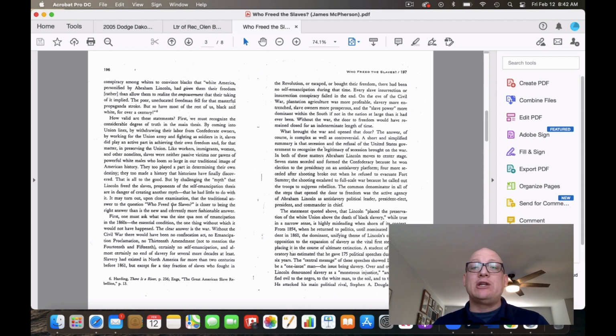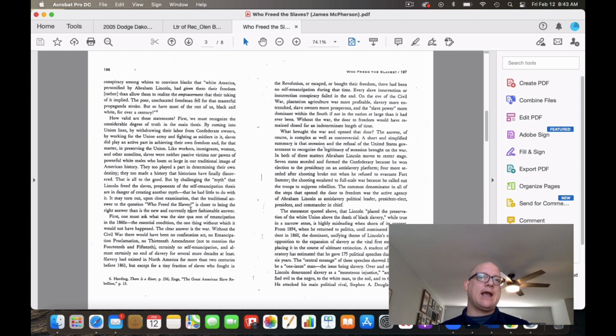He says, by challenging the myth that Lincoln freed the slaves, proponents of the self-emancipation thesis, I'm right here, proponents of the self-emancipation thesis are in danger of creating another myth, that he had little to do with it at all, right? It may turn out upon close examination that the traditional answer to the question of who freed the slaves is closer to being the right answer than is the new and currently more fashionable answer.